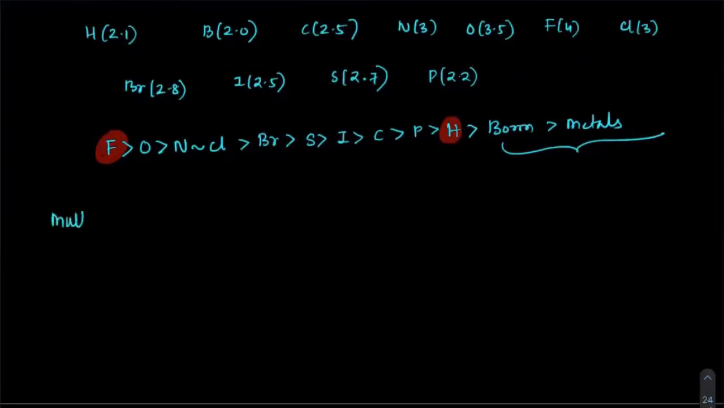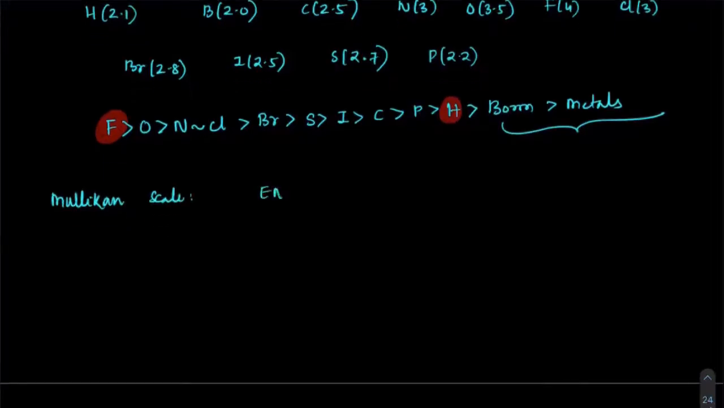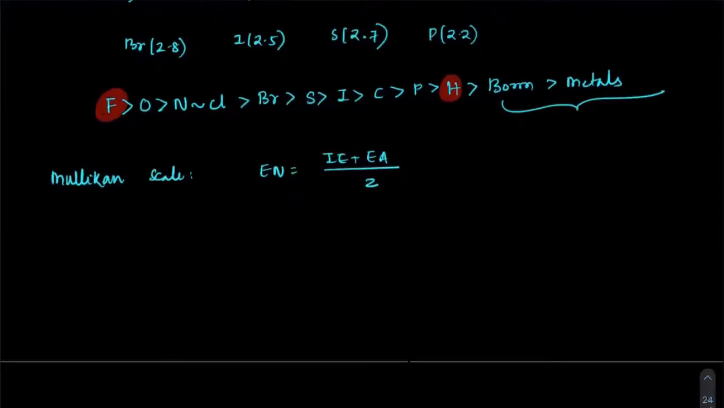Mulliken scale. That is about Pauling scale. If you check out Mulliken scale, electronegativity is theoretically defined as ionization energy plus electron affinity divided by 2. First ionization energy, first electron affinity. Usually this is measured in electron volts per atom.